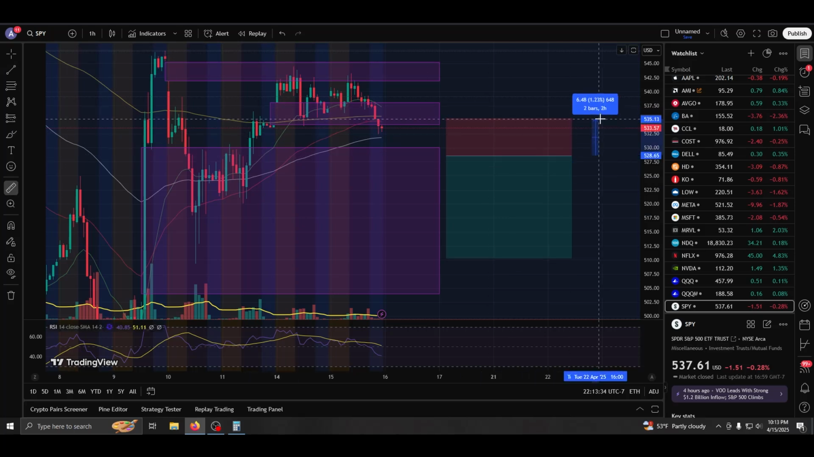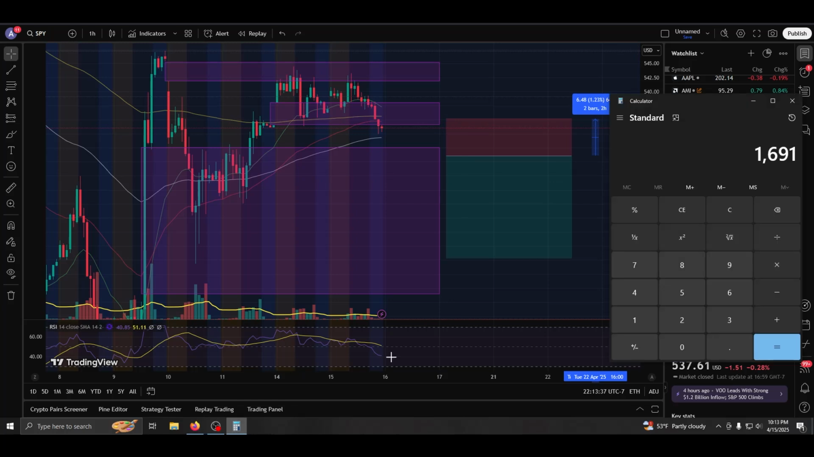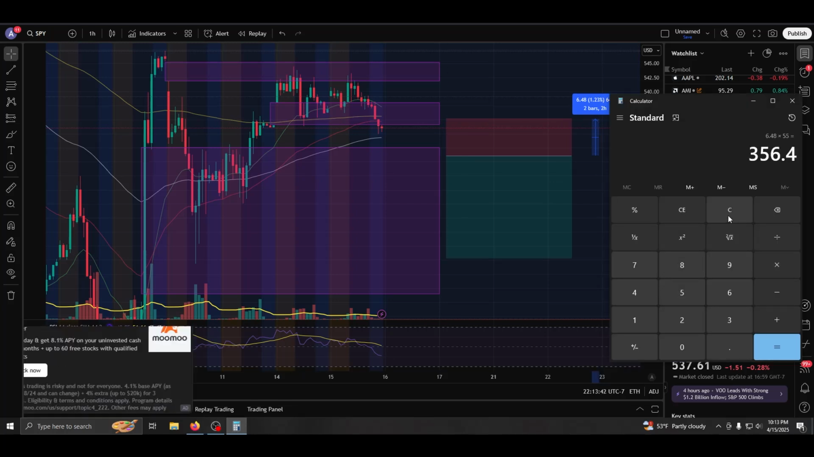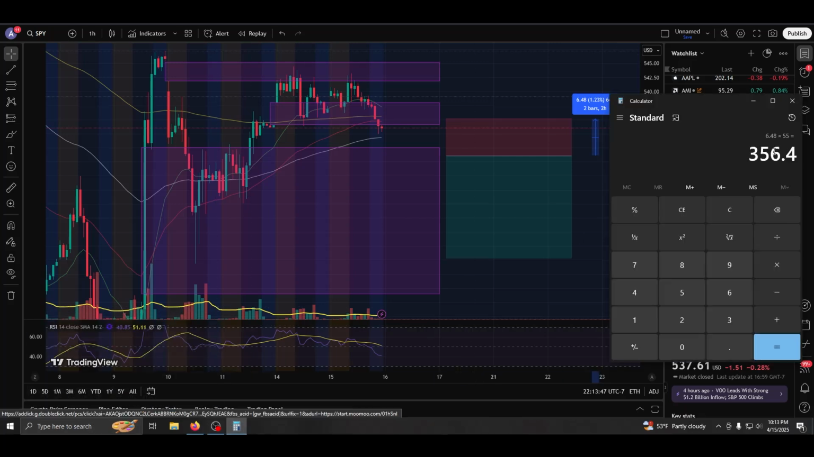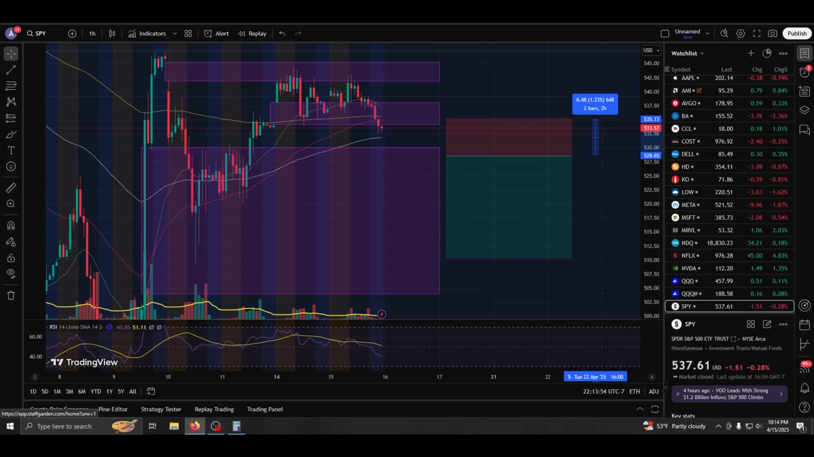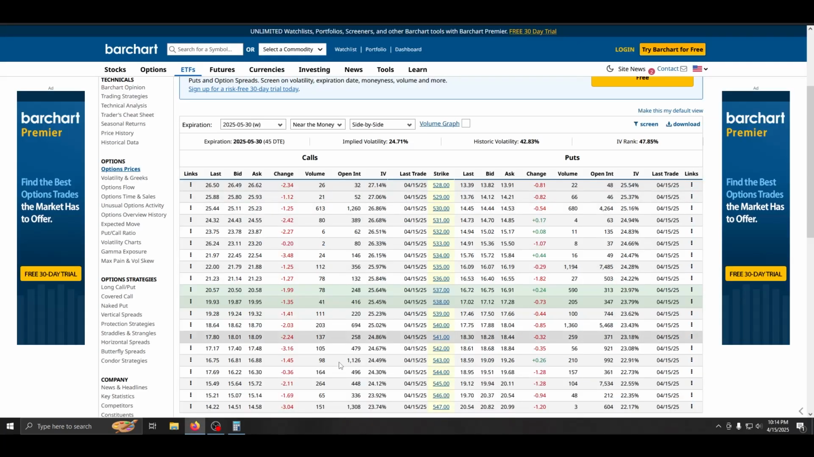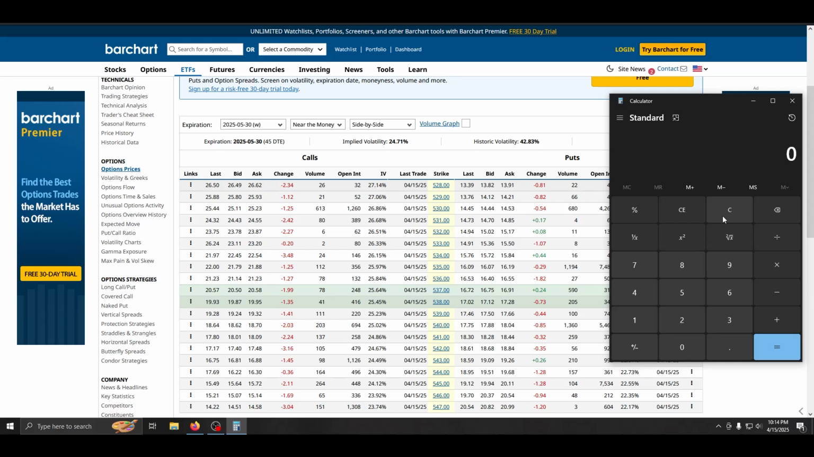So for a delta of 55, we would multiply it by 6.48. So our max loss for this trade would actually be $356.40 if our stop loss works correctly. And so what that means is for a trade that cost us $1,691, I think we said it was 356. So it looks like about a 5% loss in that scenario, give or take.